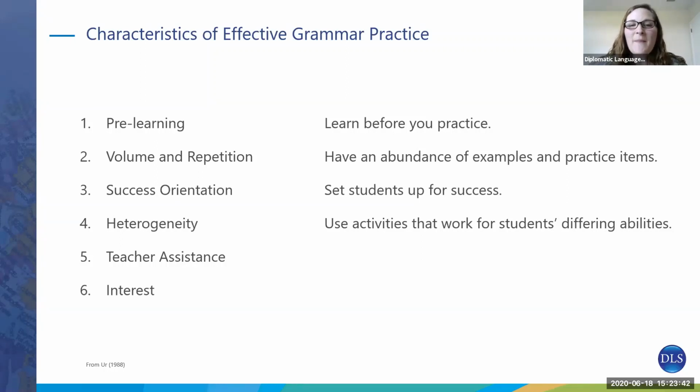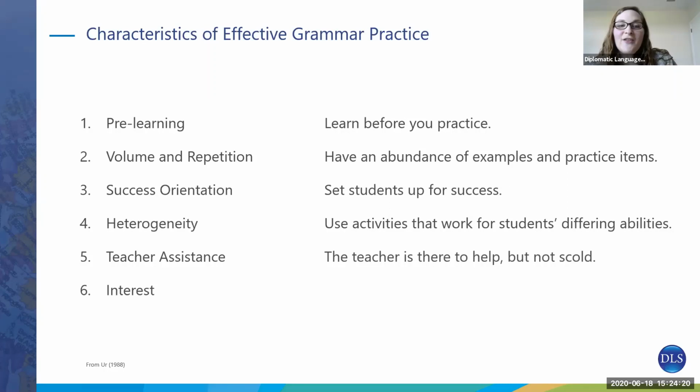This next one is heterogeneity. And this is important if you have multiple students. So some of you just have one student, and you can tailor the activities for that one student. But if you have students in your class who have differing abilities, it's good to use activities that work for students' differing abilities. So students who can do more are able to do more, and students who can only do a little bit, they're also able to do just that little bit, but both successfully. Okay, so having activities that are flexible in that way.